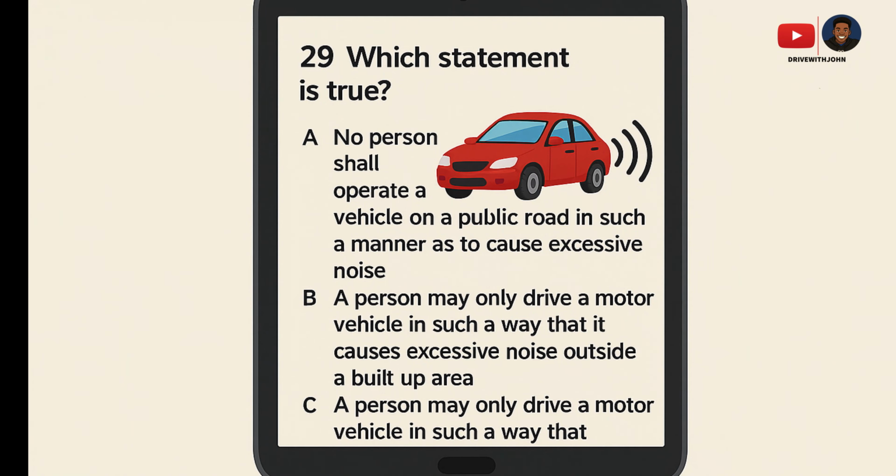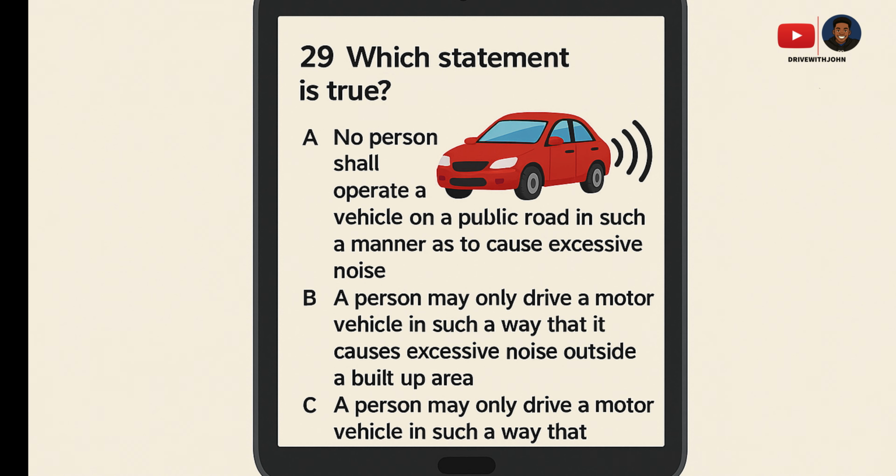Okay, question 29. What statement is true? Is it A, no person shall operate a vehicle on a public road in such a manner as to cause excessive noise? Is B, a person may only drive a motor vehicle in such a way that it causes excessive noise outside a built-up area? Or is it C, a person may only drive a motor vehicle in such a way that it causes excessive noise in an urban area? Right, correct answer there is A, no person shall operate a vehicle on a public road in such a manner as to cause excessive noise.